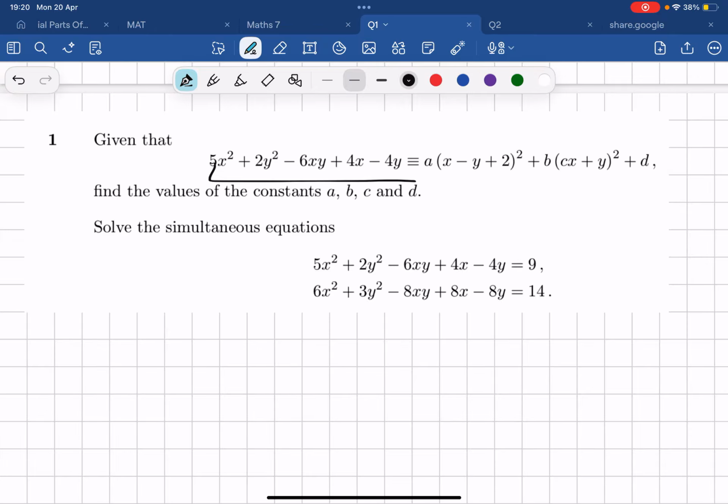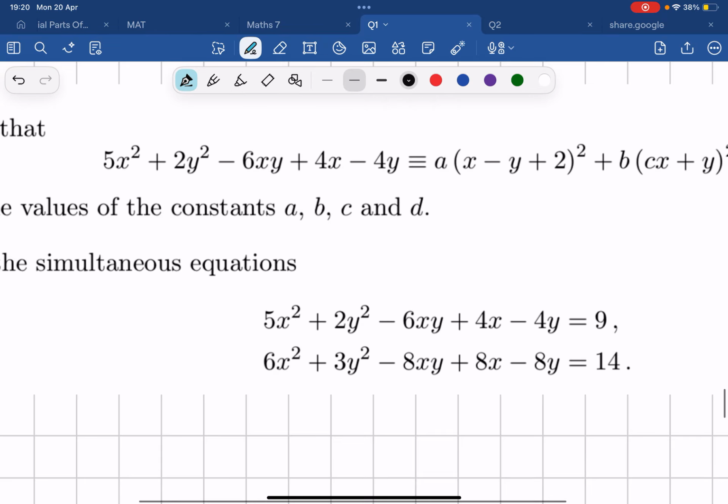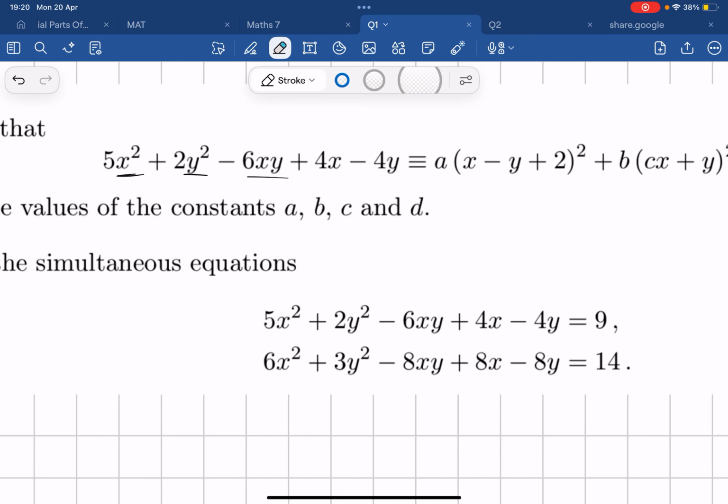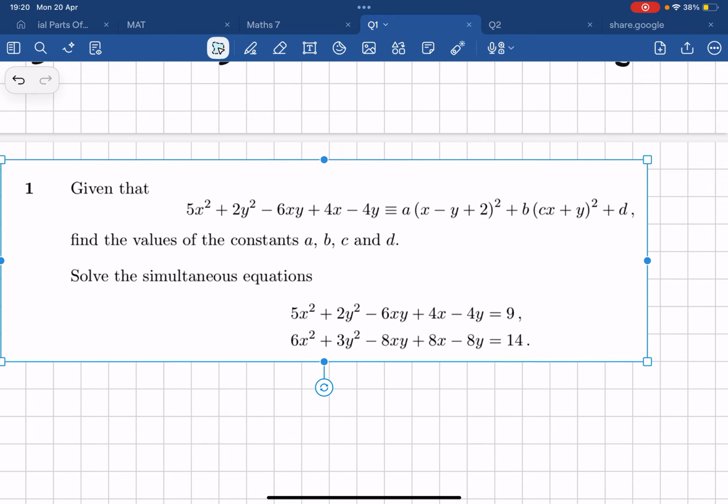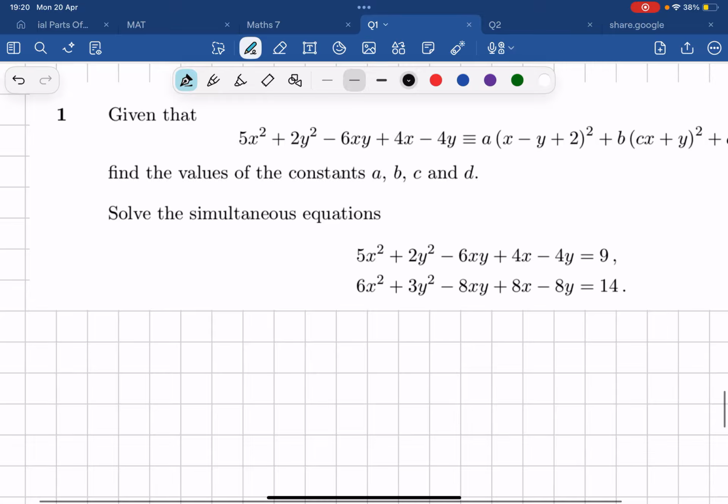With this sort of equation, we've got loads of different variables: x squared, y squared, xy, 4x, and y. What we need to do is expand the right hand side and compare coefficients, and then hopefully form equations for a, b, c and d. So let's go.